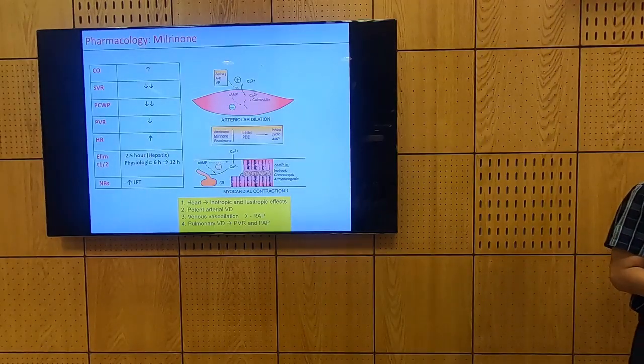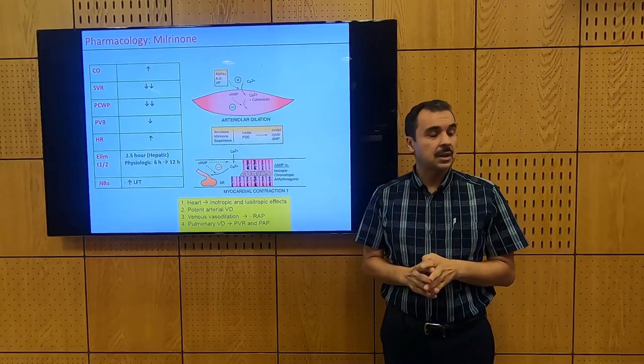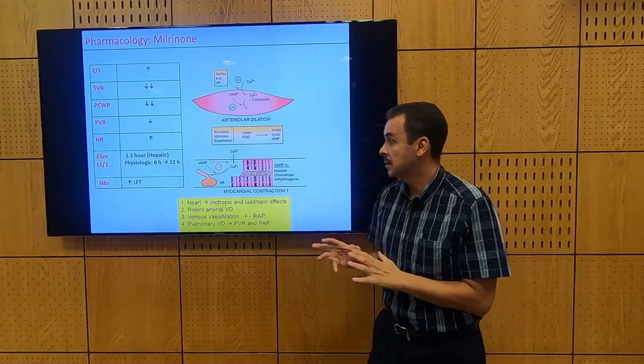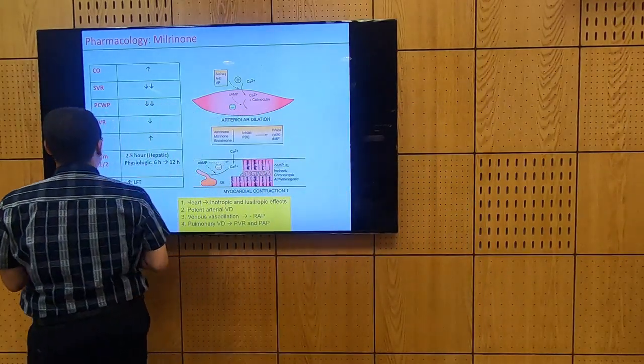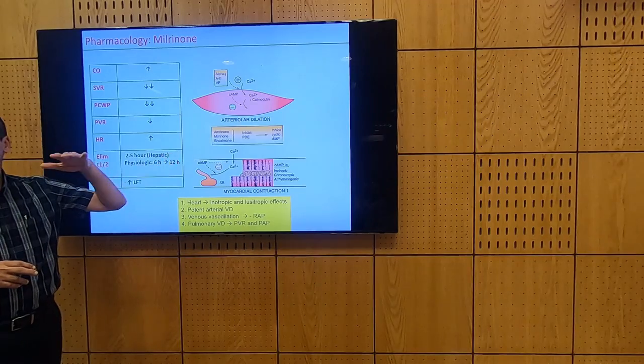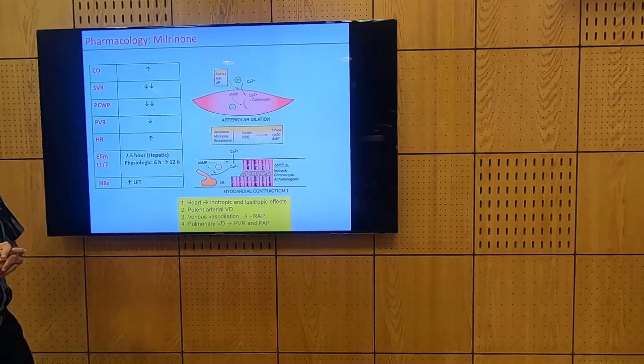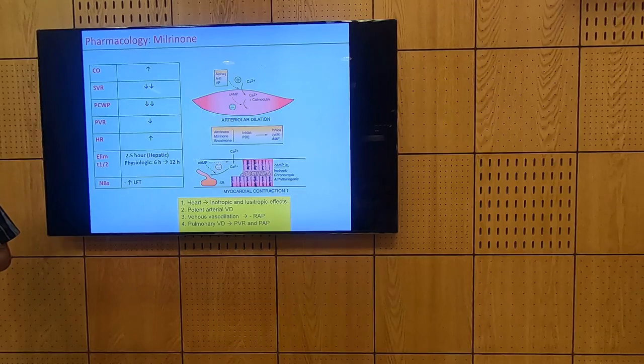Milrinone, this is our drug. Okay, this is an intelligent drug because it bypasses the adrenergic receptor population and acts on the cyclic AMP by inhibiting the phosphodiesterase enzyme, which is responsible for the breakdown of cyclic AMP. So it does not increase the myocardial oxygen demand. This is an action. So better utilization of the already present cyclic AMP. Yes, but also by its vasodilatory action.